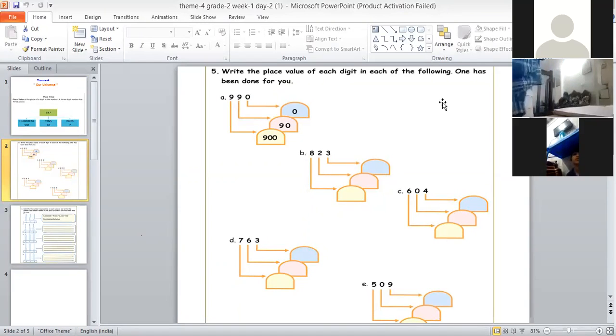Okay, so we'll start with question number 1. It's already done in your book, but we'll see it. The first bit is A. The number is 990, you all can see bit number A. This is 990, right?